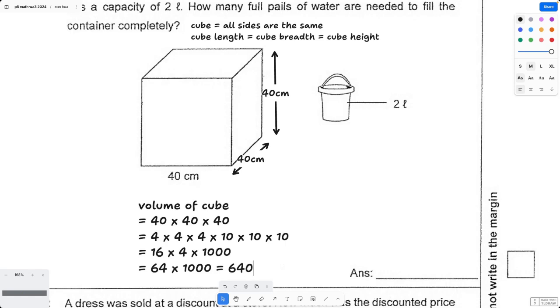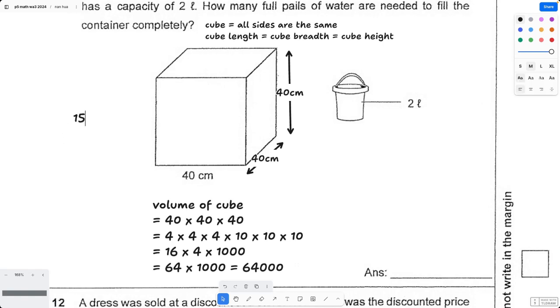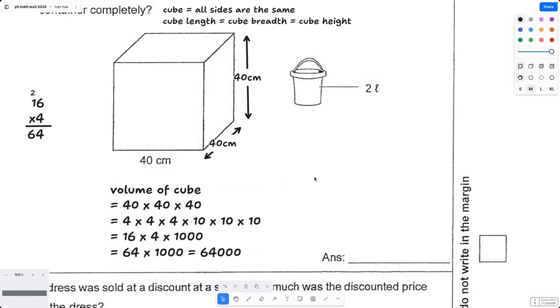If you want to do workings for 16 times 4, you can. So it's just 16, then times 4. Put a line over here. What is 6 times 4? It'll be 24. Then we put 2 at the top here, right? So 1 times 4 will be 4, giving 64. So that means we are correct in this case. With this, we know the volume of the cube is 64,000.